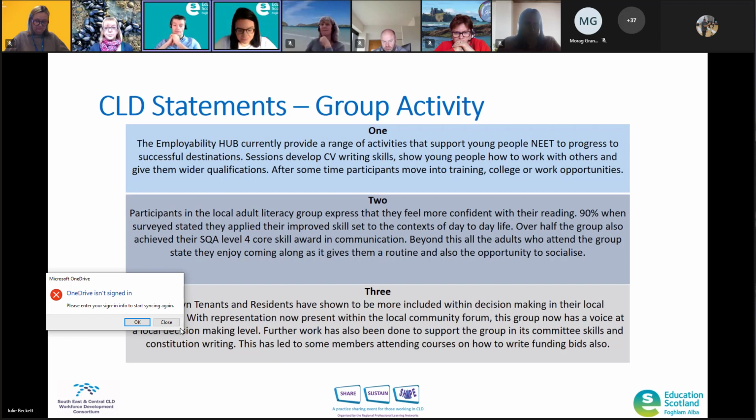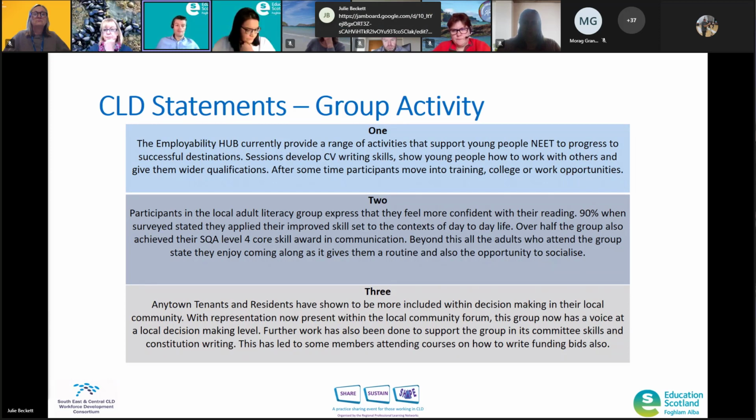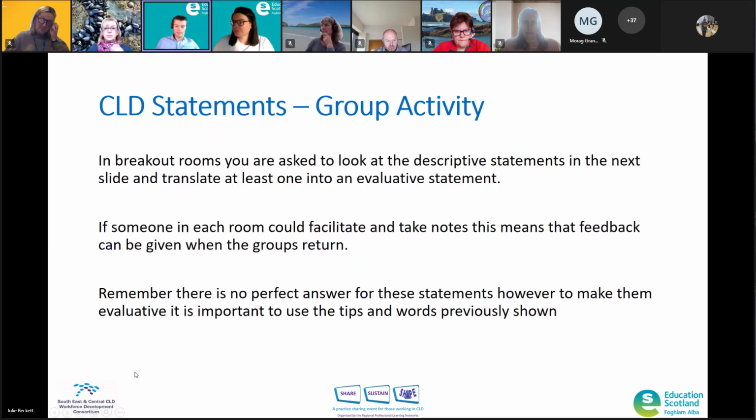Just to continue on from what Julie's saying, there's no perfect answer to these statements. It's not that the evaluative statement needs to be done a particular way. It's a very judgmental thing. You're making a judgment about how you can make this statement more evaluative. Someone can pick it up, and if they're saying, so what, they can read it and go, oh, that's why, and it can be understood. And again, it's good to start from these descriptive statements because this is what we commonly know.